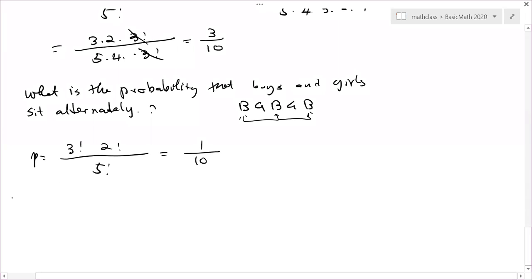Okay. A similar problem. We have 5 students. I have a question here. The question is, if 5 students, Aaron and David, are among the 3 boys.